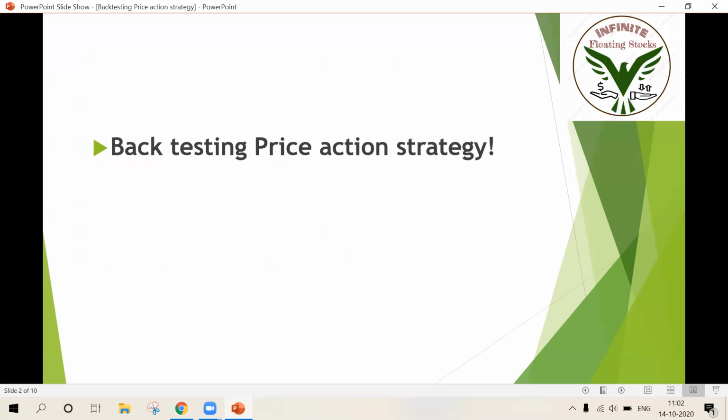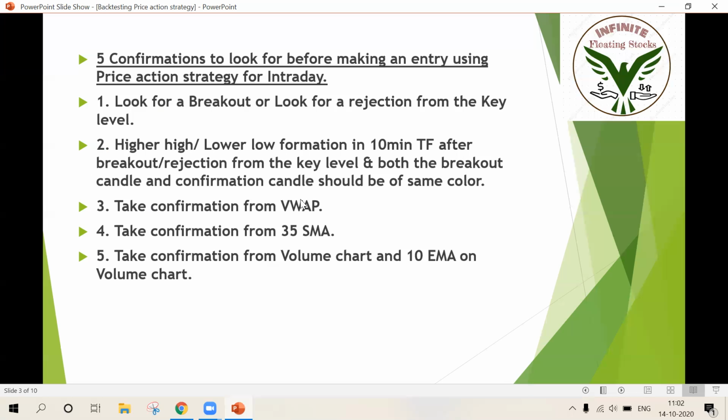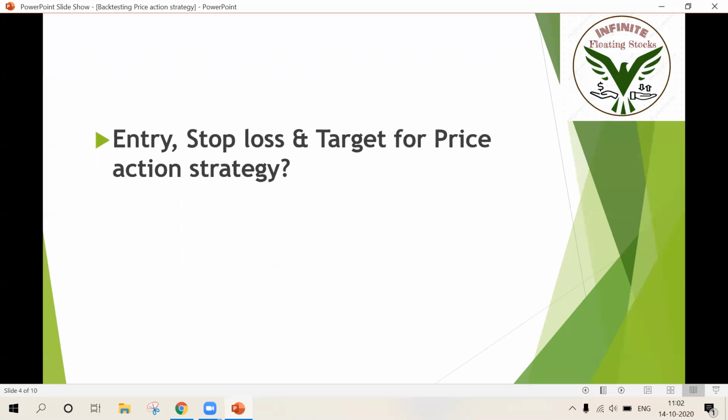All right, let's backtest the strategy. You already know the entry, stop loss, and target for the price action strategy. I already explained all those things, but this session will be a revision session which will boost your confidence. The main agenda of this session is to identify the levels and backtest the strategy which I explained in the last session, which will boost your energy and confidence by the end of this session. That's the objective of this session.